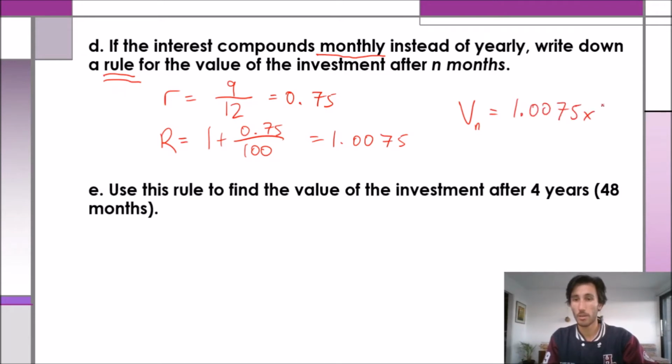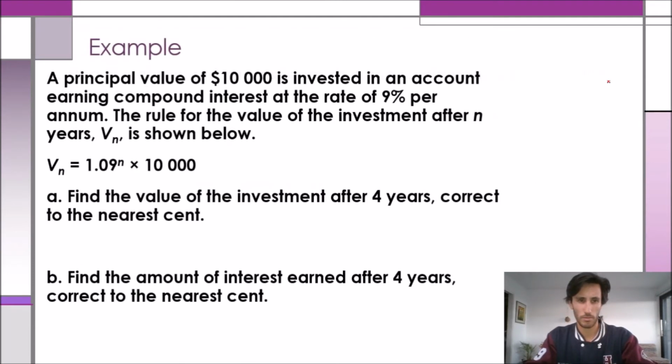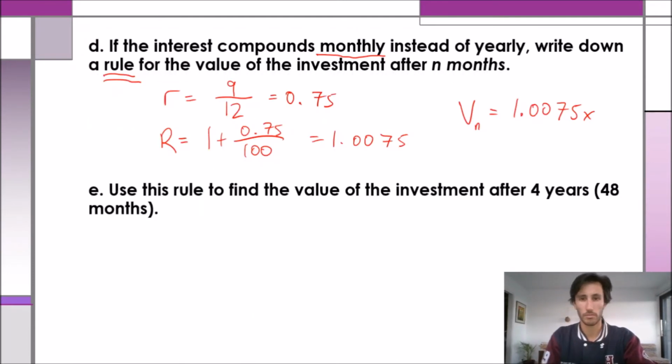So our rule for the nth value is Vn equals 1.0075, to the power of n, times, what's our V0? 10,000. Times 10,000. Apologies. So that power of n is very important.